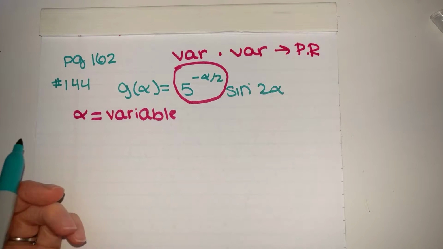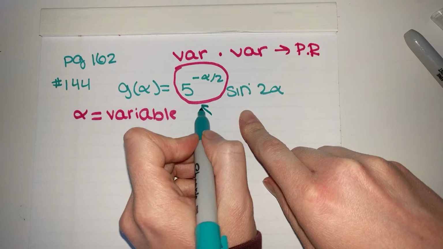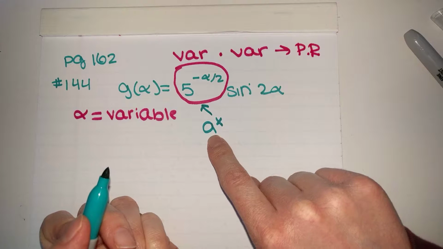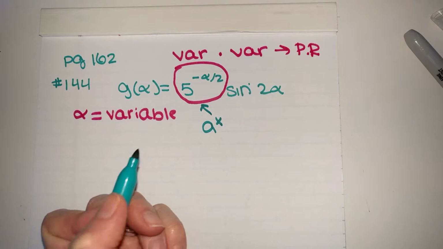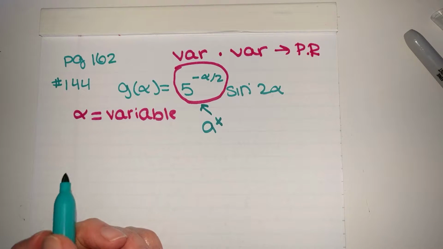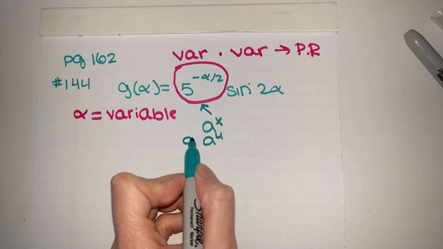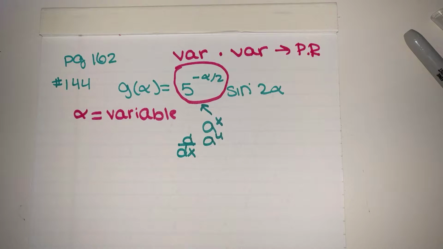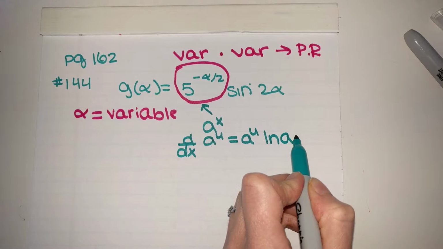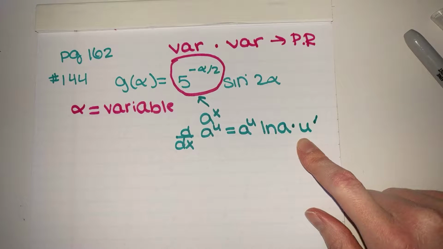So you would start off, and before we write down our first function, let's just emphasize that this 5 to the negative alpha is going to follow the rule of a to the x because you have a number raised to a variable expression. Moreover, because it's not just alpha, we will have to use the chain rule. So what we're actually doing here is we're going to use the a to the u rule, where we're taking the derivative with respect to x, and we will get that that is going to be a to the u natural log of a times u prime. So that is actually the rule that we're going to have to use on this 5 to the negative alpha over 2.